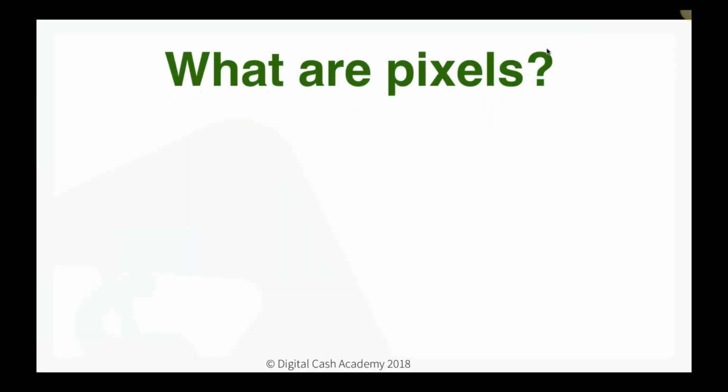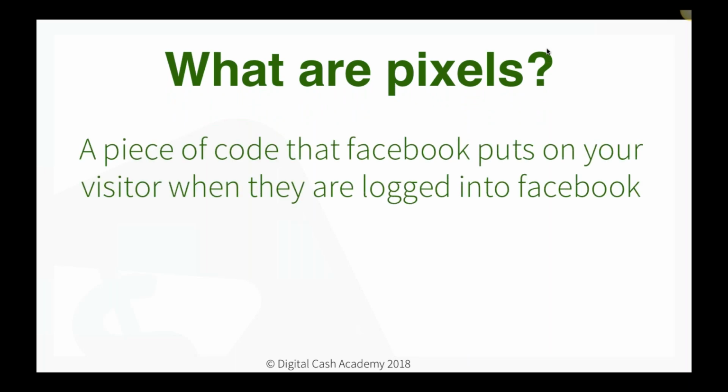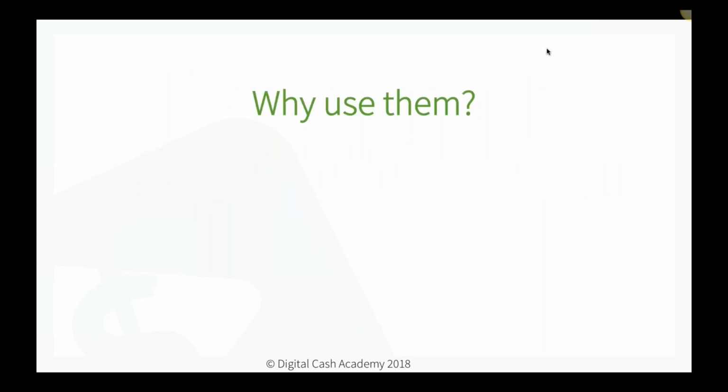Okay, so what are pixels? Pixels are basically just a piece of code that Facebook puts on a visitor when they're logged into Facebook. Now, here's the funny thing about Facebook. How many people on Facebook ever log out? The answer is almost nobody. It's like 99% of the people who log into Facebook stay logged in, and they go to other pages and all that. As long as they're logged into Facebook, that pixel is following them around. So that's pretty interesting if you think about it. It doesn't matter where they go, if they're logged into Facebook, they're being tracked. So keep that in mind too, depending on where you're going.